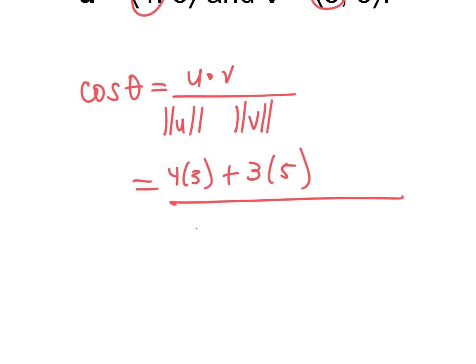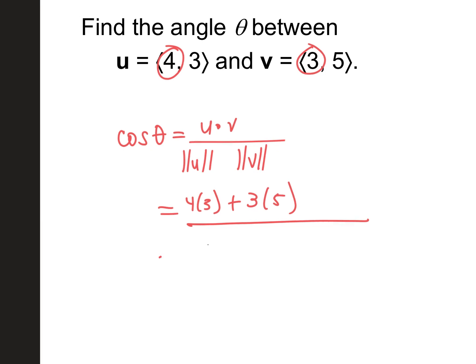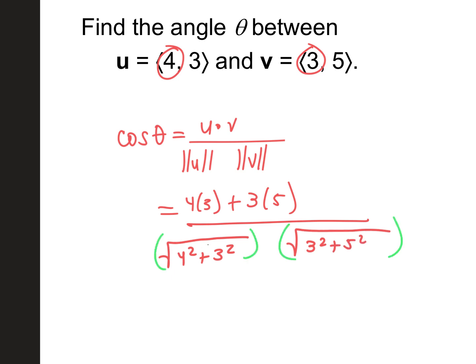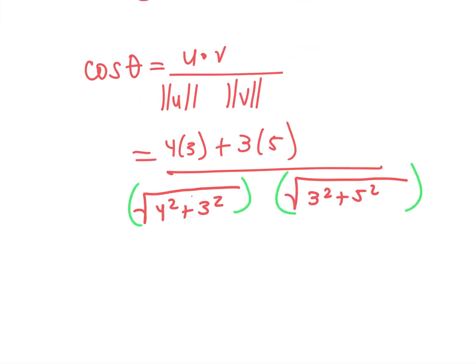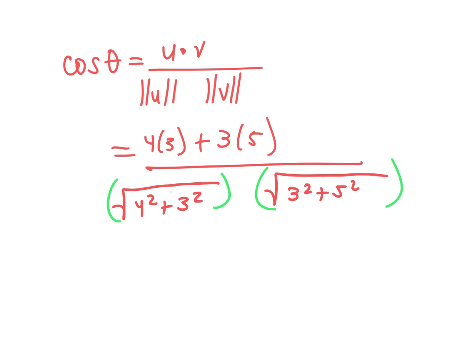And then I'm going to go ahead and do the magnitudes. What's the magnitude of u? How would I figure it out? It's the square root of 4 squared plus 3 squared, times the magnitude of v, the square root of 3 squared plus 5 squared. Okay, so look. If you show me this, I don't need to see anything else. If you guys show me this, I'm good.